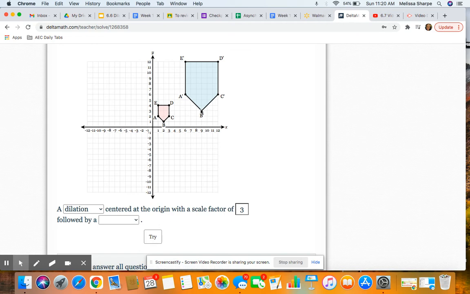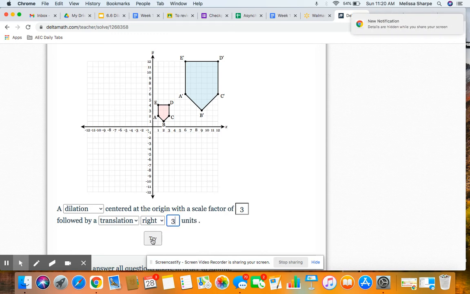So let me pick another point and go over that process with you again. Let's say we pick point E. Right now on the pre-image, it's at 1, 4. If I multiply both the x and the y by 3, that would be 3, 12. So E would be at 3, 12 right here. But in reality, the image is moved over 3. So after the dilation by a scale factor of 3, we have a translation to the right 3.